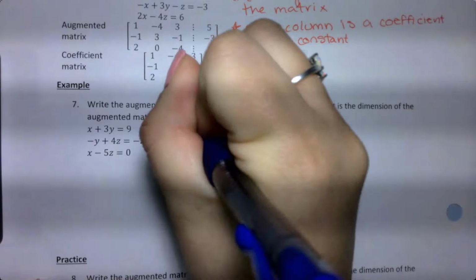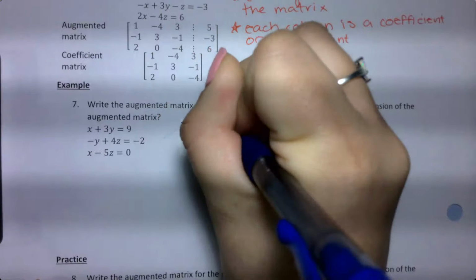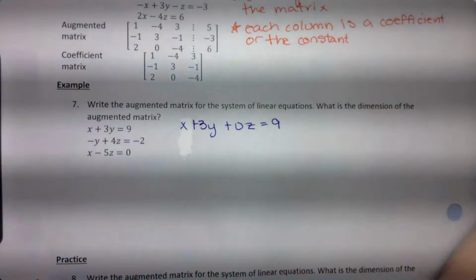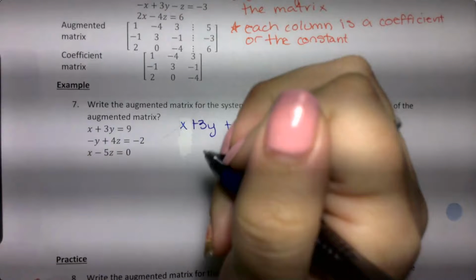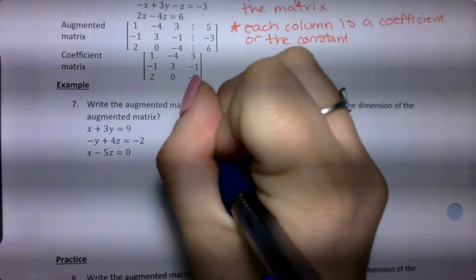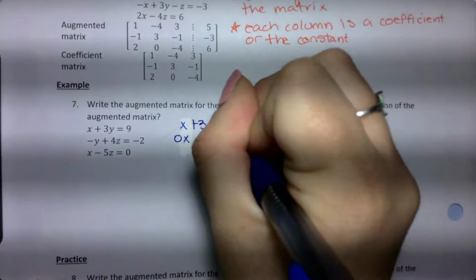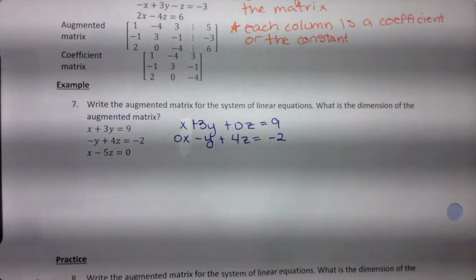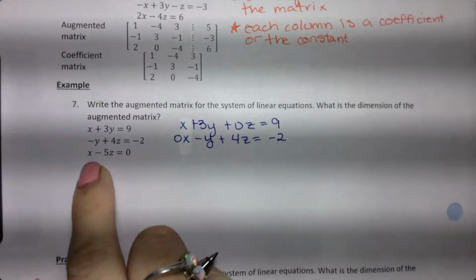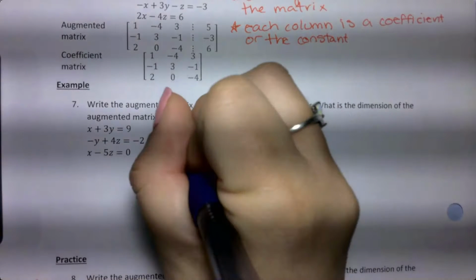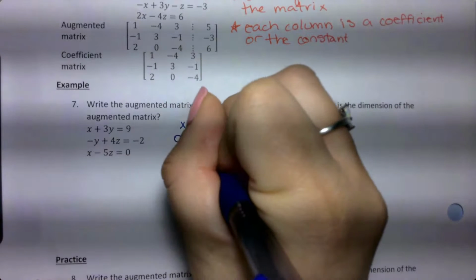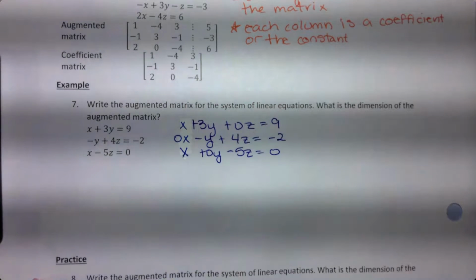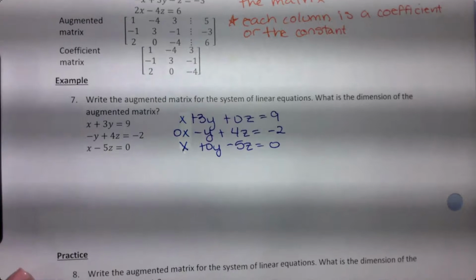I'm going to have x plus 3y. There is no z in my first equation, equals 9. I have no x, so I'm going to write 0x minus y plus 4z equals -2. Then in my third equation, there's no y, so I'm going to write x plus 0y minus 5z equals 0. Then I want to go ahead and set up my augmented matrix.